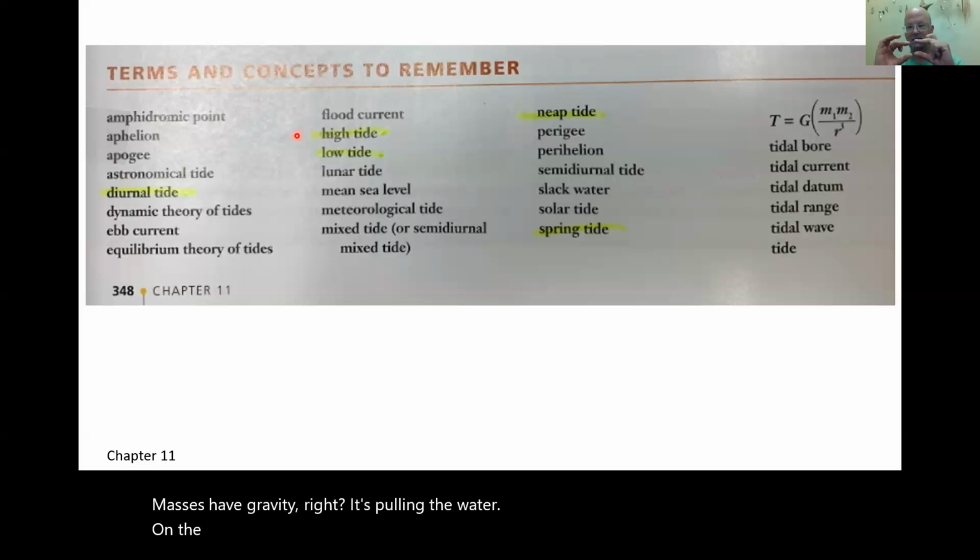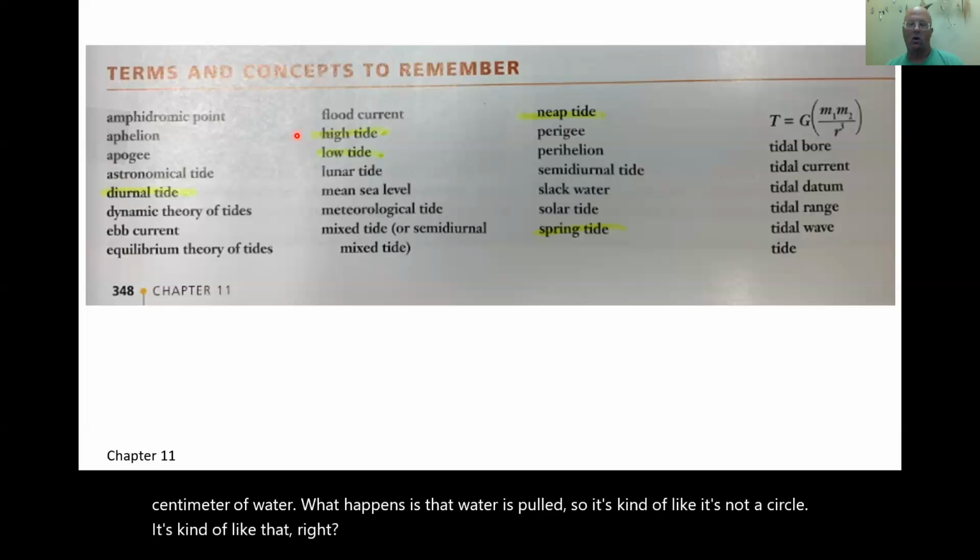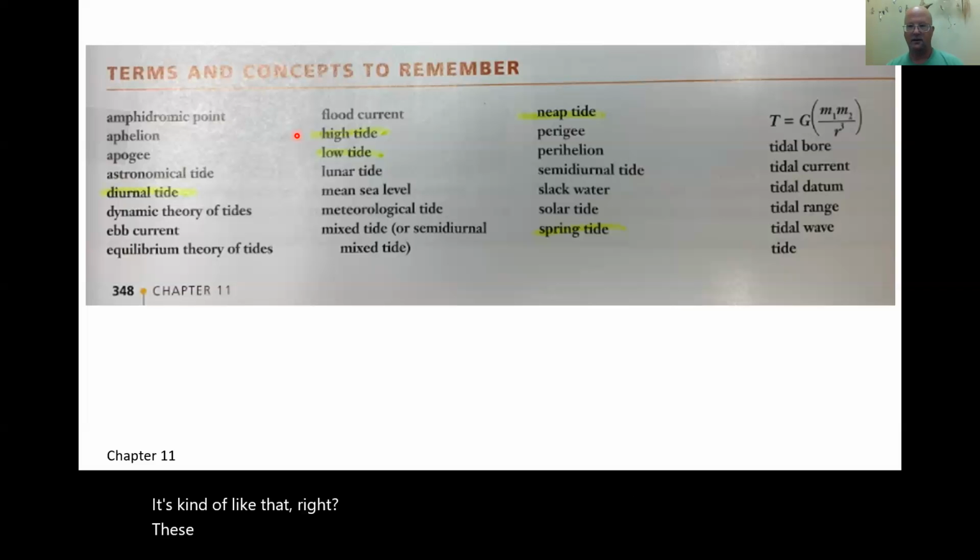So what happens is the Earth's water is not a centimeter all the way around it. Remember we talked about the tennis ball, a centimeter of water. What happens is that water is pulled. So it's not a circle, it's kind of like that. These are the high and the low tides.